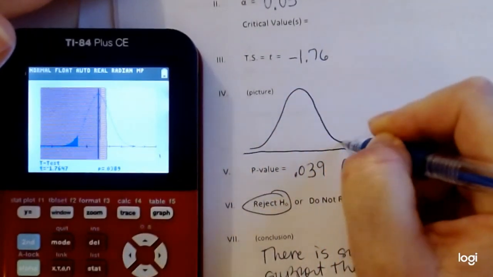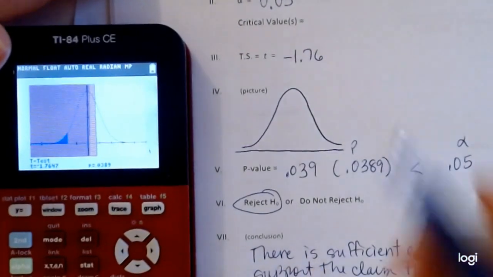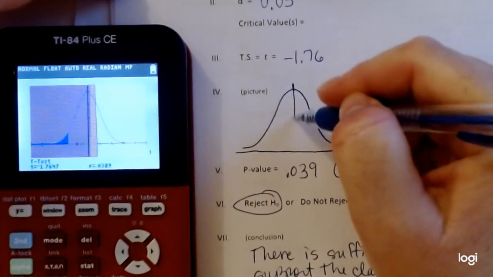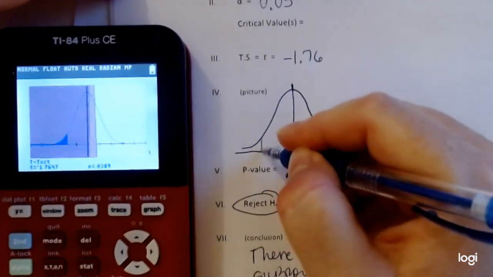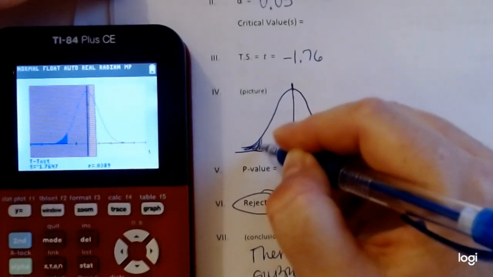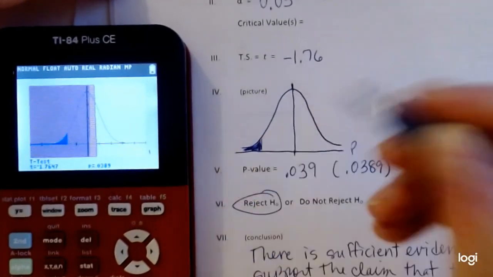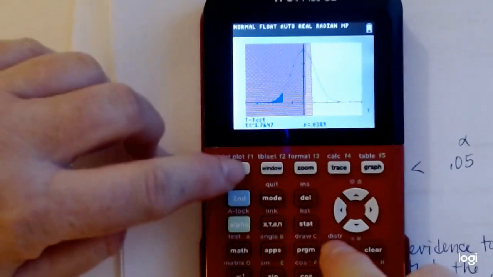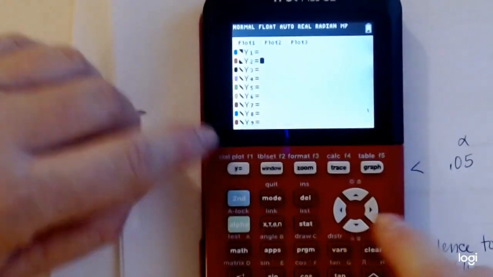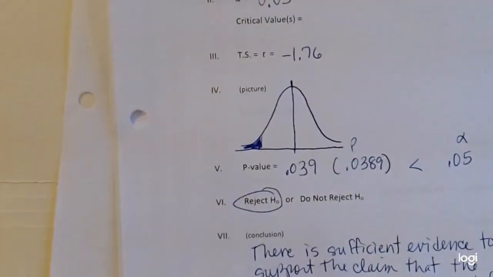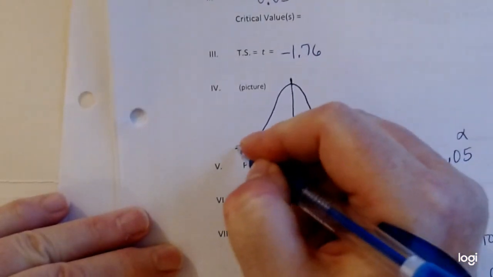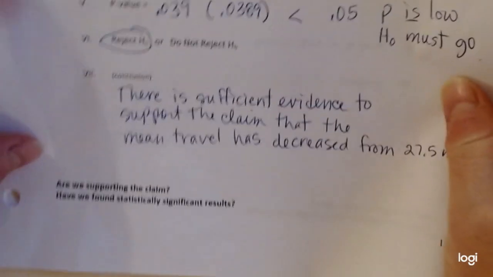The t distribution is kind of a taller bell-shaped curve. And what we've got is this shading over here. So I'm going to get rid of this other stuff. And the next one shouldn't have all that extra. All right. So then is our final conclusion down here.